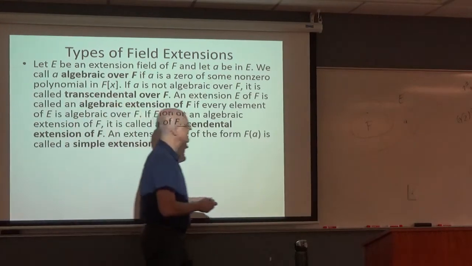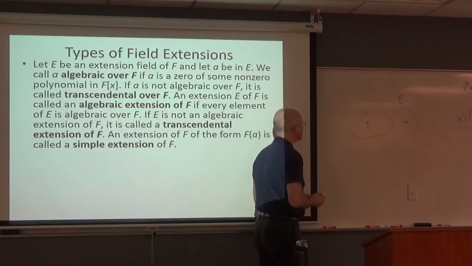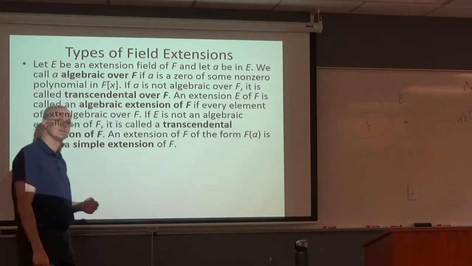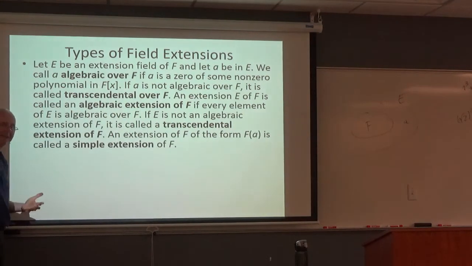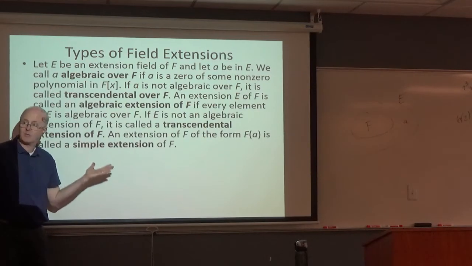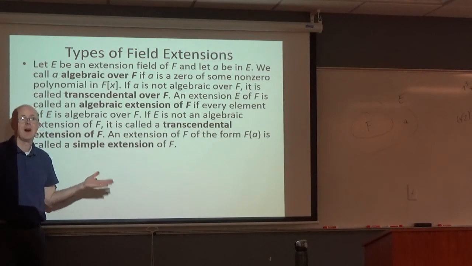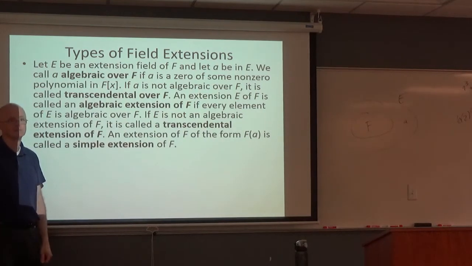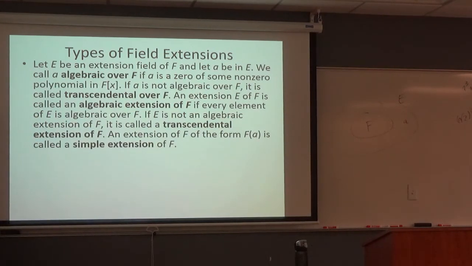Think with examples here. If a is i, it is a zero of x² + 1. i is going to be algebraic over both Q and R, for example. If a is not algebraic over F, it's said to be transcendental over F.